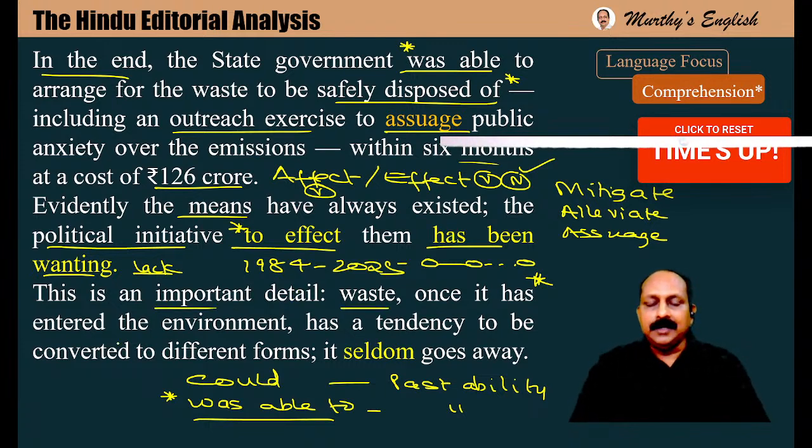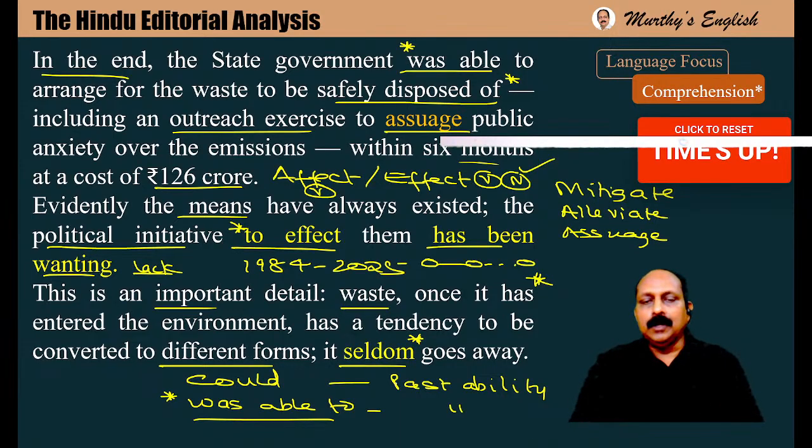Waste, once it has entered the environment, has a tendency to be converted to different forms. It seldom goes away. Imagine some waste enters the environment, it does not disappear just like that. The form changes, it gets transformed, it gets converted, and rarely it goes away.